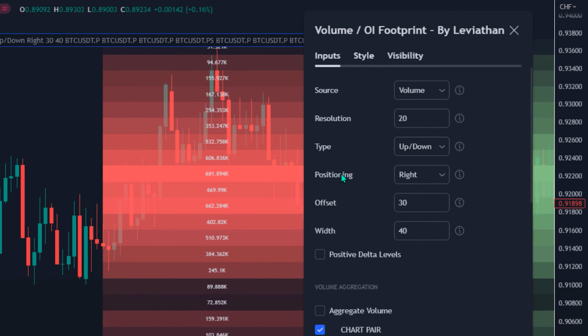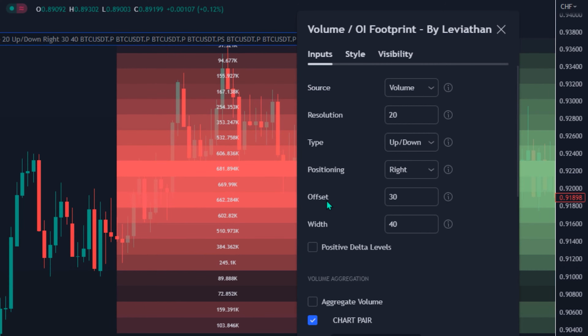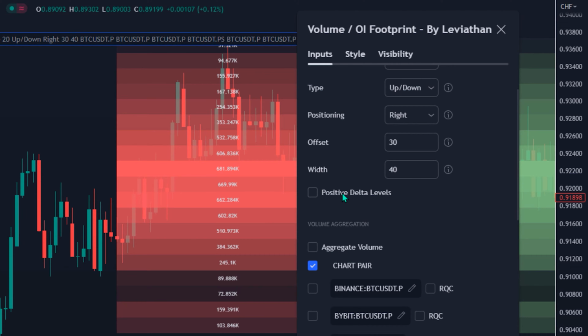Next is the positioning. Choose the location where the bar is positioned, relative to the visible range. There is the offset. This input moves the bar to the right by N bars. There is the width. This input defines the width of the footprint bar in number of bars. Next is the positive delta levels. This function will draw boxes, levels, where delta is positive. These levels can serve as significant points of interest, SR targets, etc., because they mark the zones where there was an increase in buy pressure or position opening.